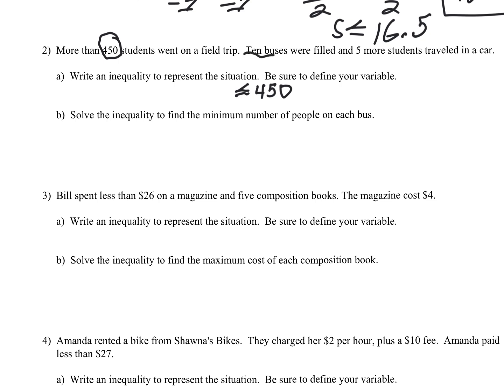So we have 10 buses that were filled. Well, we're going to let B equal the buses. That's the number of buses. That's what we're trying to find out. Okay, so it says there are 10 buses, so I put 10B. And then we have 5 more students that are traveling by car. Altogether, the 10 buses and the 5 extra students make up our 450. So now we solve that inequality.